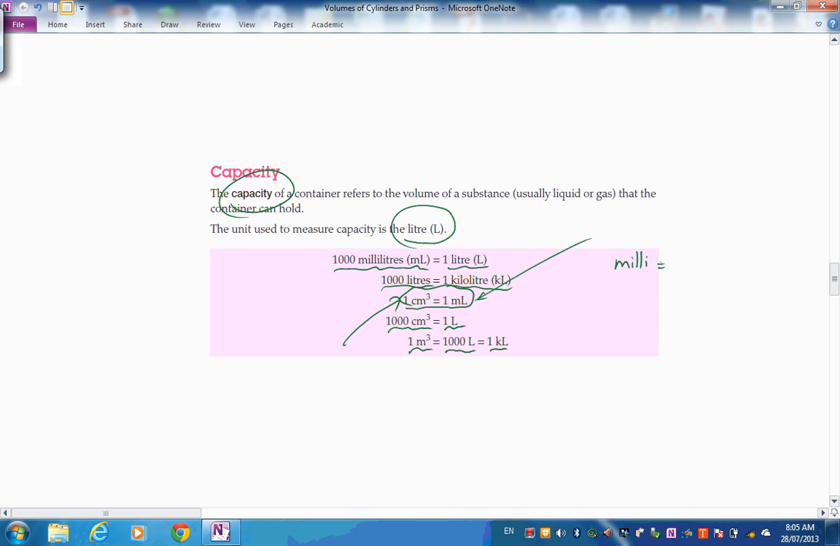Alright, milli is equivalent to one thousandth of the unit, so a millilitre is one thousandth of a litre. And kilo is the other one here, which is equivalent to 1,000 of the units. So a kilolitre is 1,000 litres. So I have to keep practicing with that as we go down and do some problems.